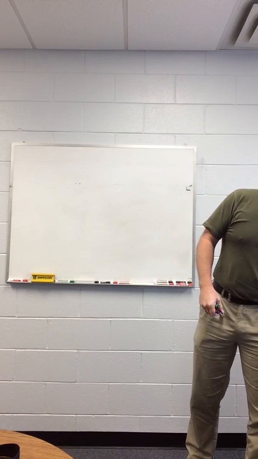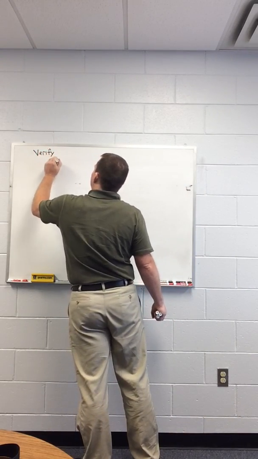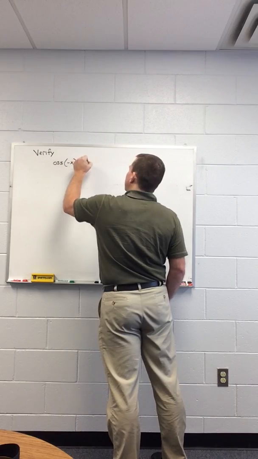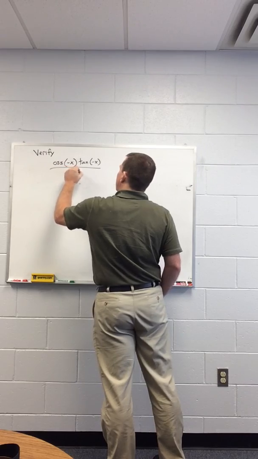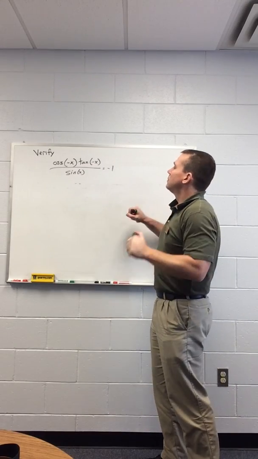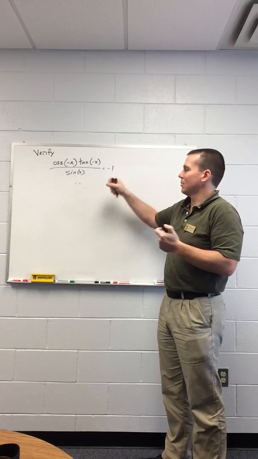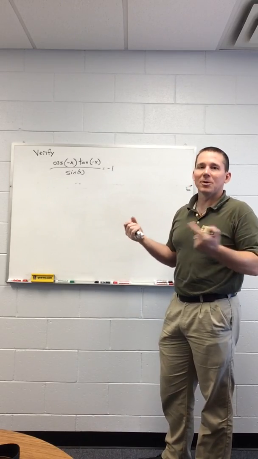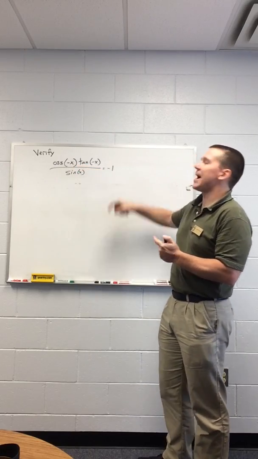So, suppose I want to verify that cosine of negative x times tangent of negative x, over sine x, equals negative 1. These things are equal, which means the math and the algebra will work out. Essentially, we just need to algebraically show that I can turn this thing into that thing.